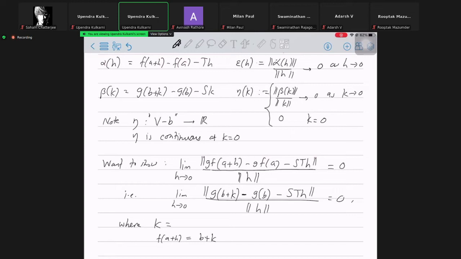What is happening is very simple. a moves by a little, so its f also moves by a little. a moves from a to a plus h, so f of that moves from b to b plus something. I'm just calling that increment k. So k is going to be f of a plus h minus f of a.